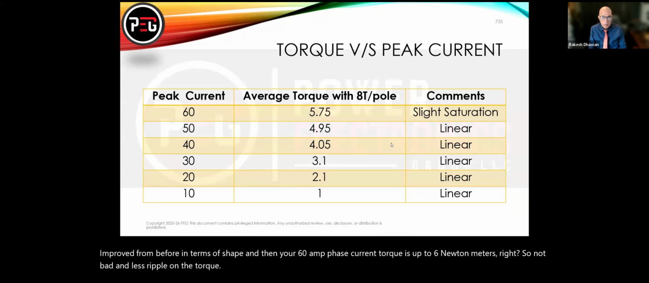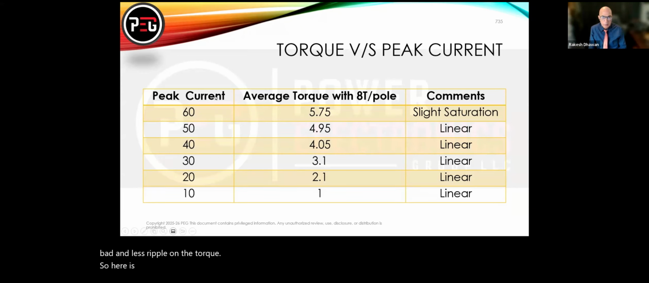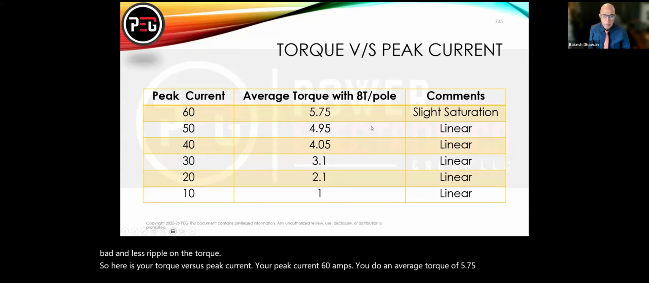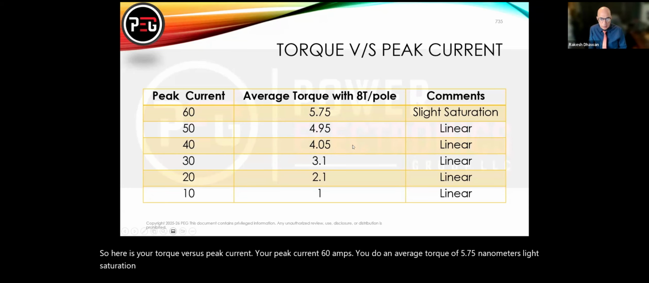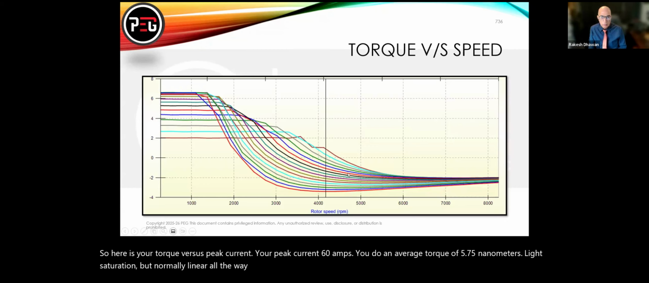So here is your torque versus peak current. Your peak current of 60 amps, the average torque of 5.75 newton meters, light saturation, but normally linear all the way through. So this is your final torque speed curve. You go with the field weakening.